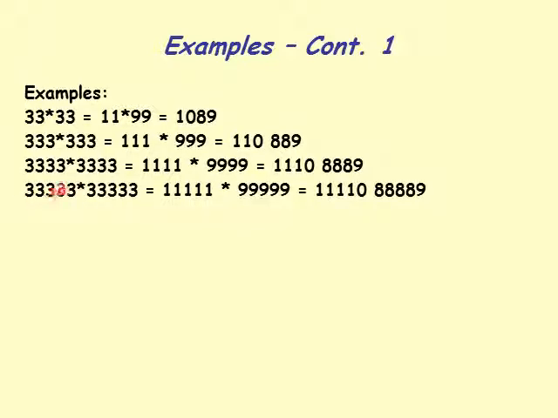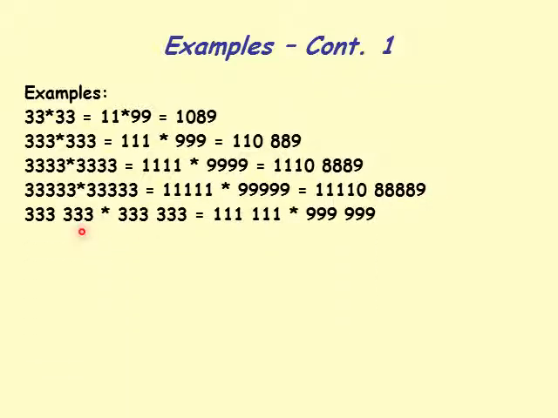5 threes now. 33,333 times 33,333 is equal to 11,111 times 99,999, which is equal to one less than before of 11,111, that is 11,110, and all from 9 and last from 10 of 11,111, that is 88,889. Okay, let's see the next one.